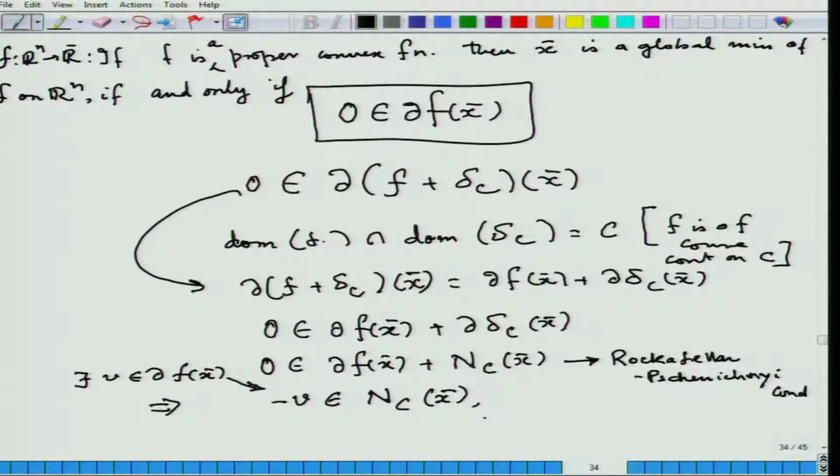So, this translates to this, which is very simple, because there must be a v in del f x bar and w in the normal cone such that v plus w is 0. So, minus v is equal to w, which also belongs to the normal cone. So, what does this mean? It means there exists v in del f x bar such that minus v into x minus x bar, because that is the definition of the normal cone, is less than or equal to 0 for all x in C.